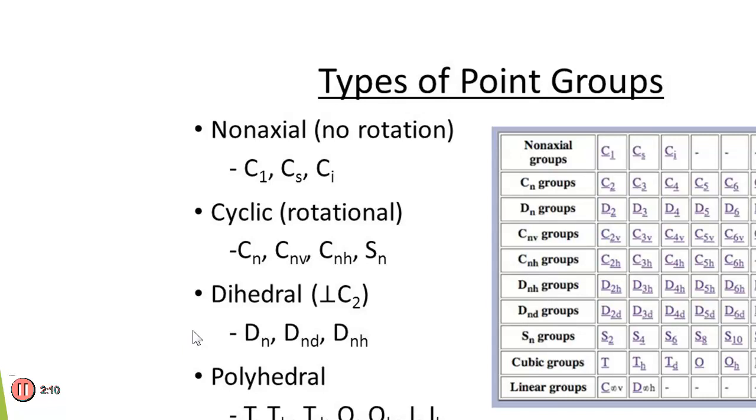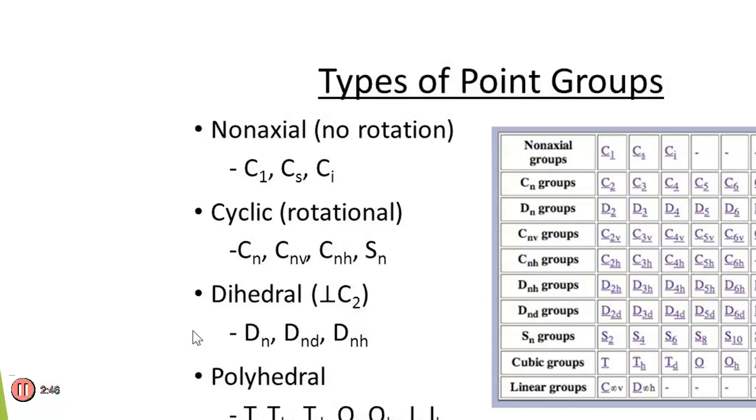Generally, non-axial groups are C1, Cs, Ci. Cn groups are C2, C3, C4, C5, C6, C7, C8. If C1 is present, we can say that it contains only 360 degree rotation. Cs will contain only one plane of symmetry, and Ci will contain only one inversion center. Cn groups, depending on the angle of rotation theta, are classified as C2, C3, C4, C5, etc. Then Dn groups, the dihedral groups, can be D2, D3, D4, D5, etc., depending on the angle of rotation.